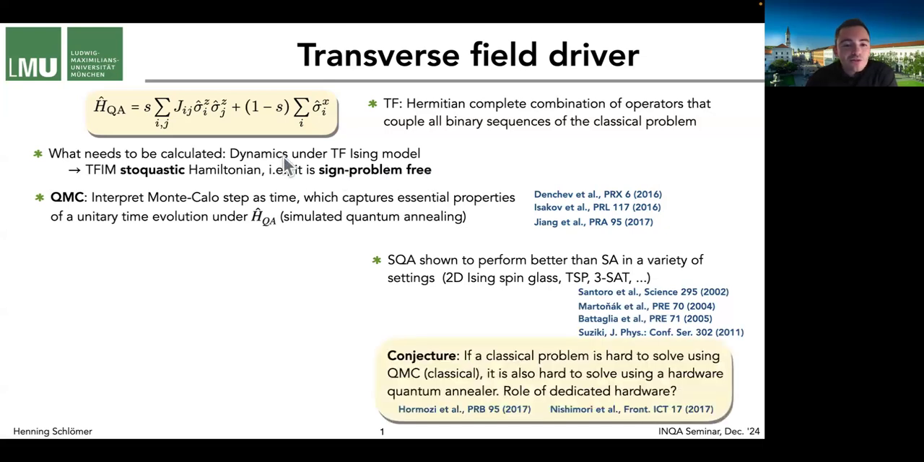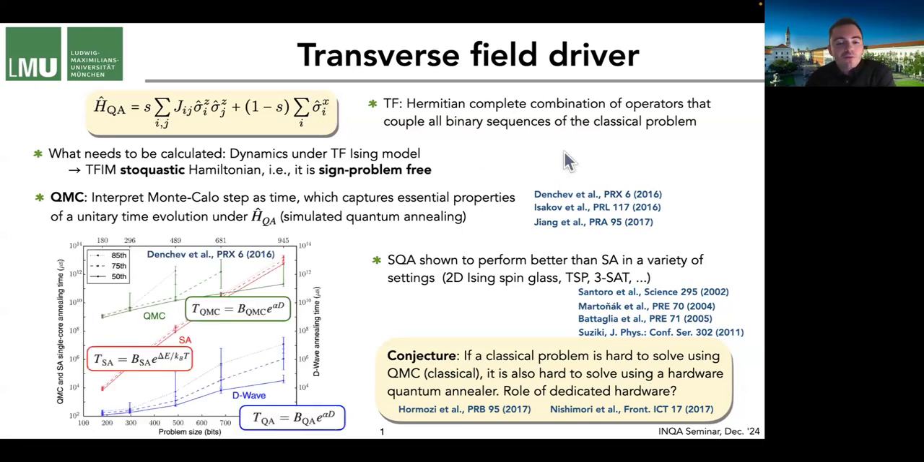Now, on the other hand, you can turn this argument around and say, if I have a problem which is very hard to solve using the transverse field driver, which I can classically simulate efficiently, then it will also be hard to do that on dedicated hardware, which really implements this unitary time evolution using the transverse field. This has been addressed in a variety of works.